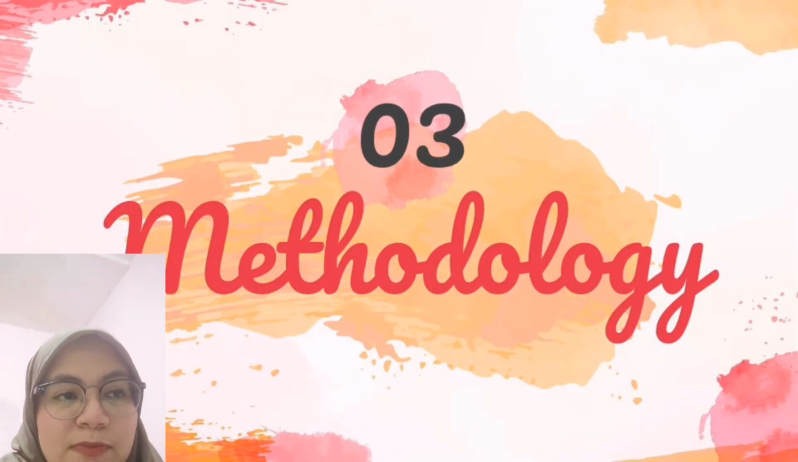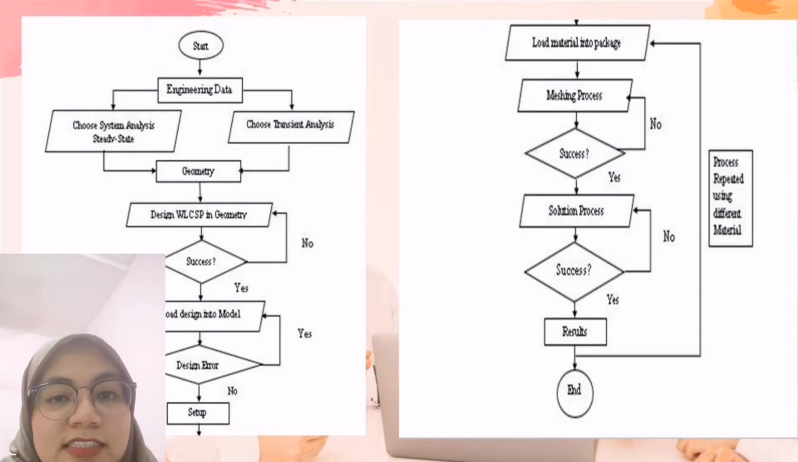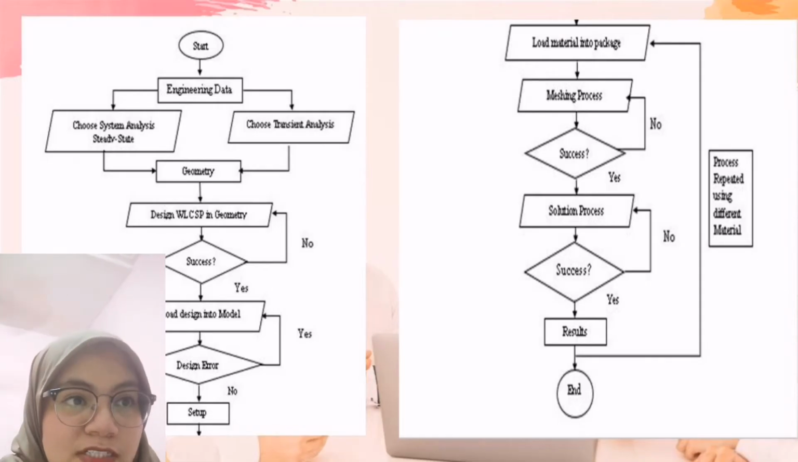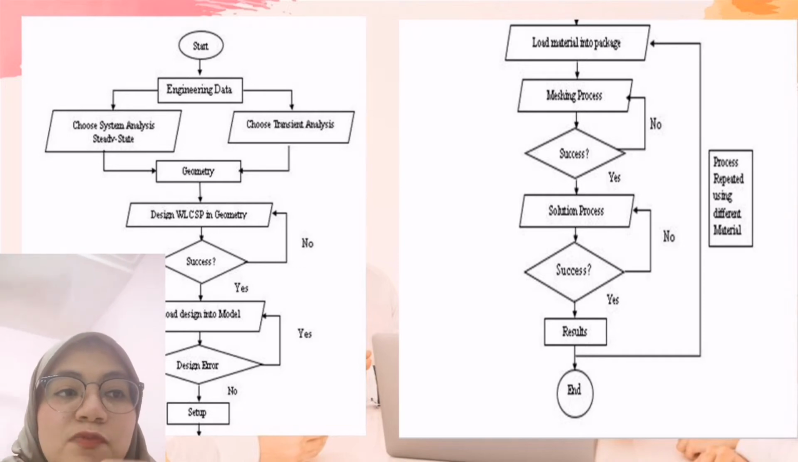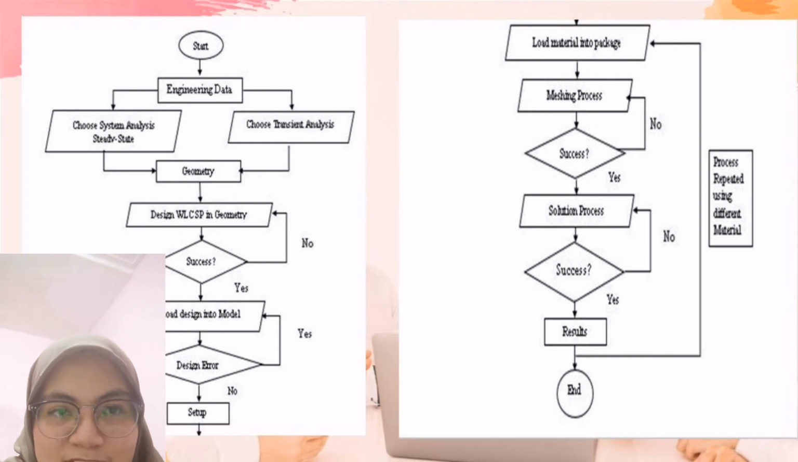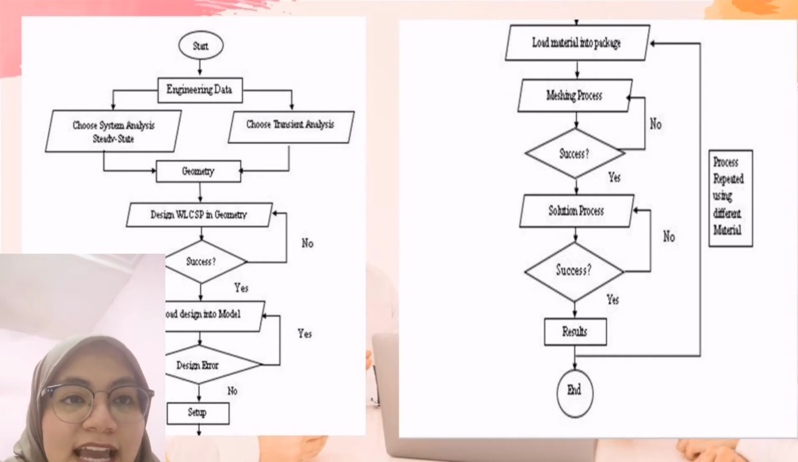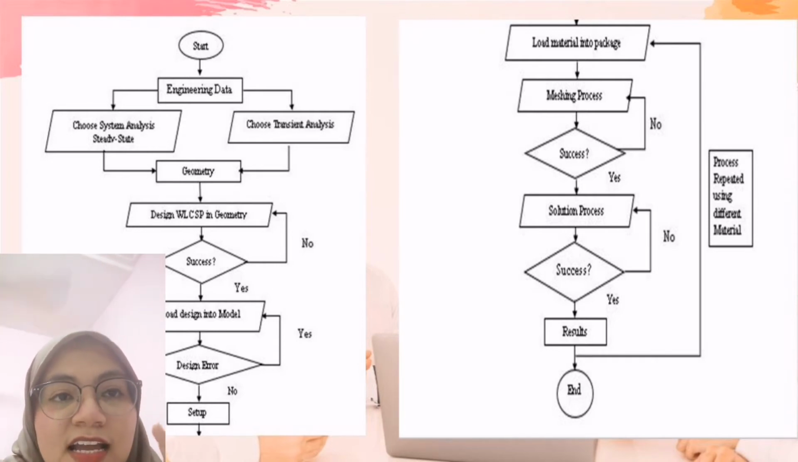For chapter 3, methodology, this is the overall process. First, start with the engineering data and then choose steady state or transient. Then enter the geometry to design the WLCSP. After that, we load the design into the model, and if the design has an error, we need to check back our scale for the design, and if not, we go to the setup.